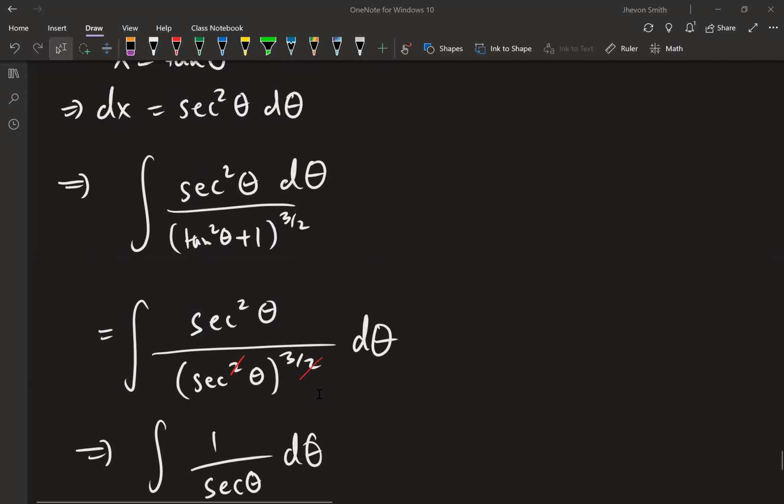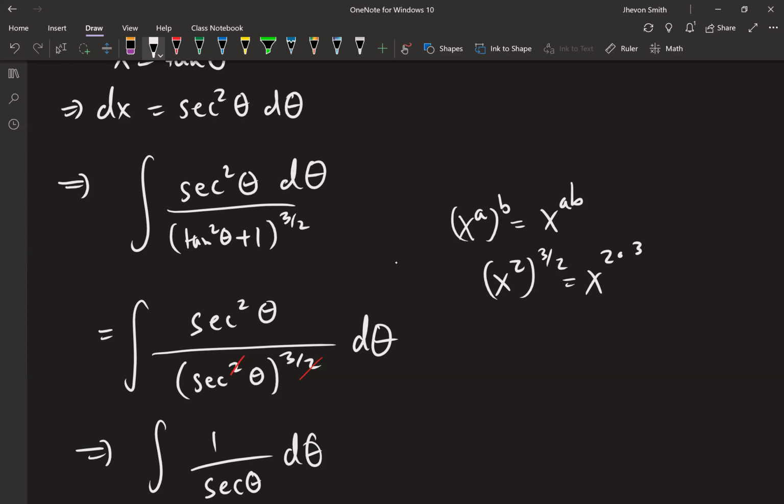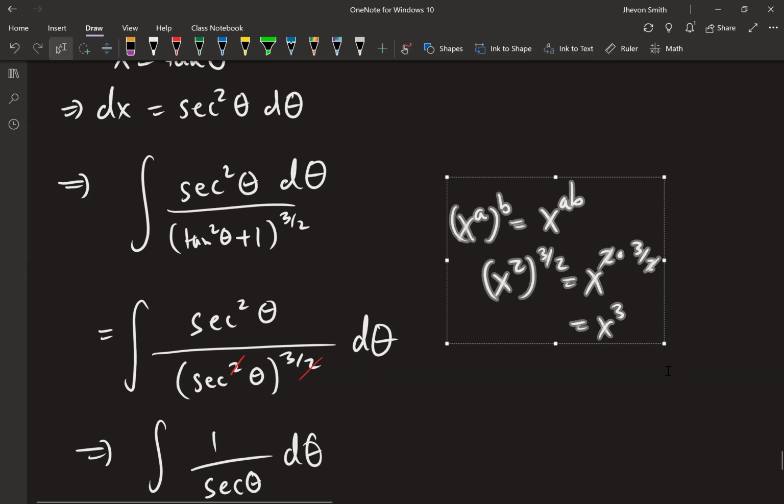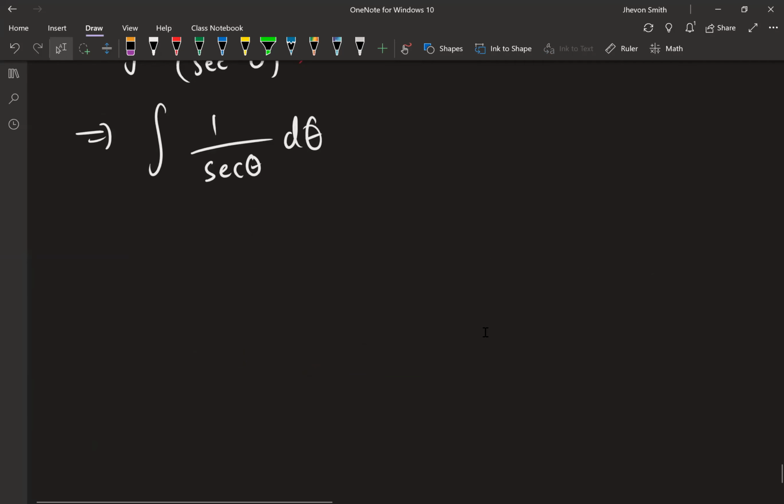The exponent we simplified by laws of exponents. Right? If you know x to the a raised to the b is x to the a times b. So in the same way, if you have x squared raised to the 3 over 2, that's just x to the 2 times 3 over 2. The 2's cancel, and you would get x cubed. So in the denominator here, you just have secant cubed. And yes, as we see in the comments, 1 over secant is just cosine.